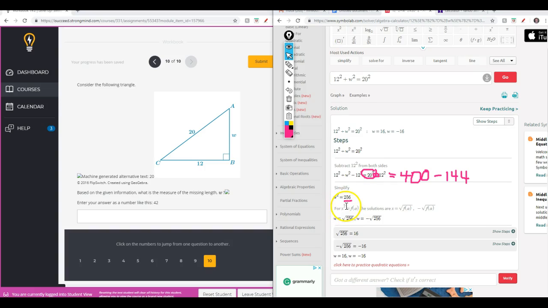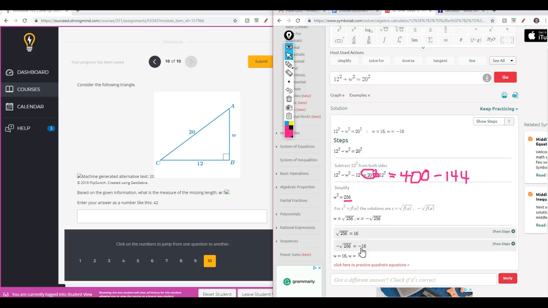So then they said for x squared equaling the function of a, the solutions are x equals the square root of that function and negative square root of that function. What does that mean? That just means take a square root of what your number is. So we have w equals the square root of 256 and w equals negative square root of 256. Square root of 256 is equal to 16. Negative square root of 256 is equal to negative 16.